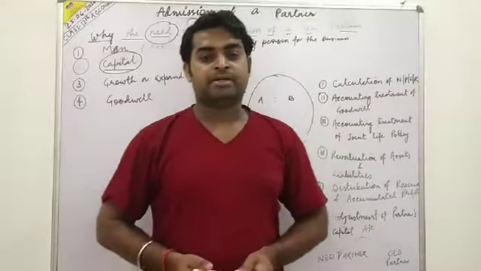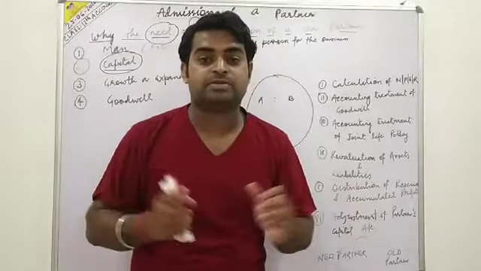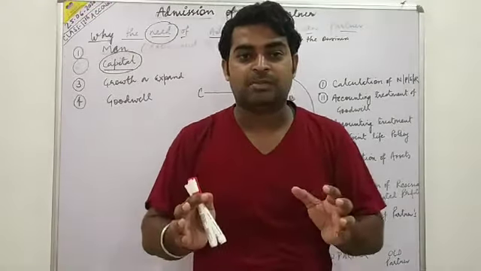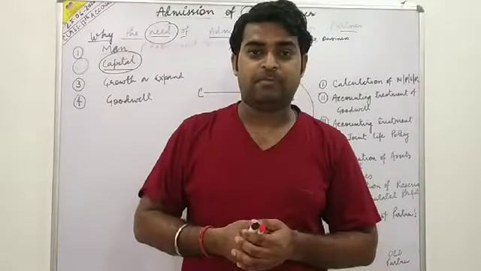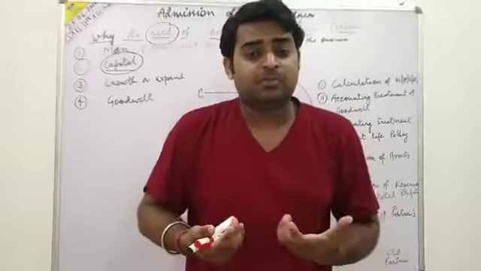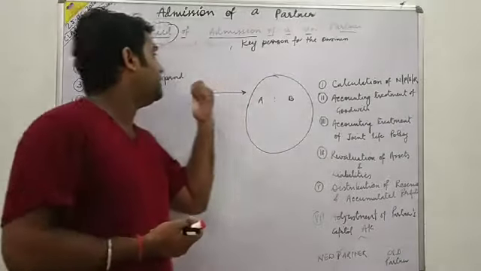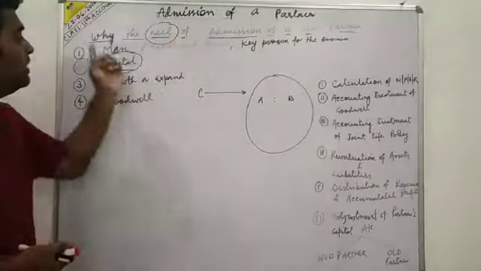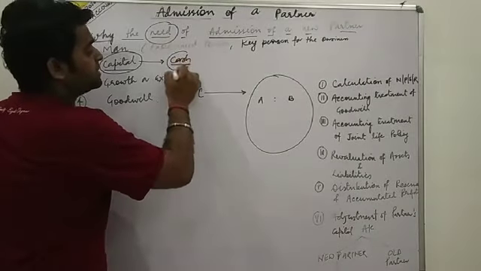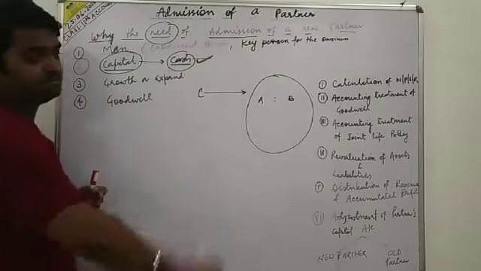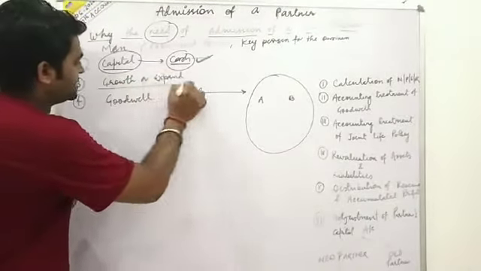Second need, the need of capital. My dear friends, when a new partner is admitted in the partnership firm, he will bring an amount of cash as capital. So if there is a need of money in the partnership firm and the business wants to expand, how will the business grow? For this requirement, the business needs money, and this money will come when a new partner comes in and brings cash, and the business will fulfill its needs from this capital. So the first need is men, the second is capital, the third is growth or expansion.